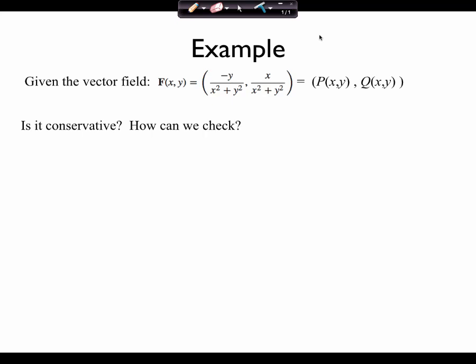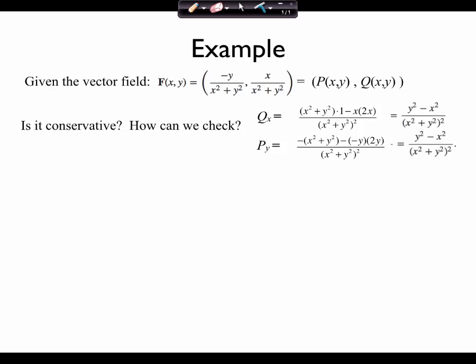So that means take Q with respect to x. So that's the quotient rule. And then we can take P with respect to y. That's also the quotient rule. And if we simplify these, we get negative y squared minus x squared over that denominator squared for both of them. Conclusion? Conservative vector field, right? That means that P and Q are the partial with respect to x and the partial with respect to y for some function, right? Because the second partials are equal.